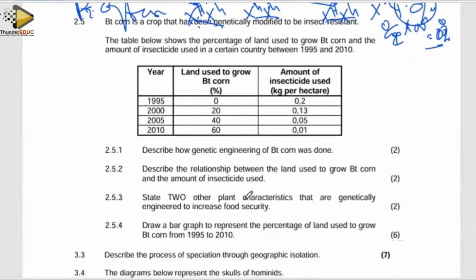They're saying that this is about insecticide. But before we go to this, is it genetic engineering? Yes, so let's do it. Corn. BT corn are crops that have been genetically modified to be insect resistant. The table below shows the percentage of land use.